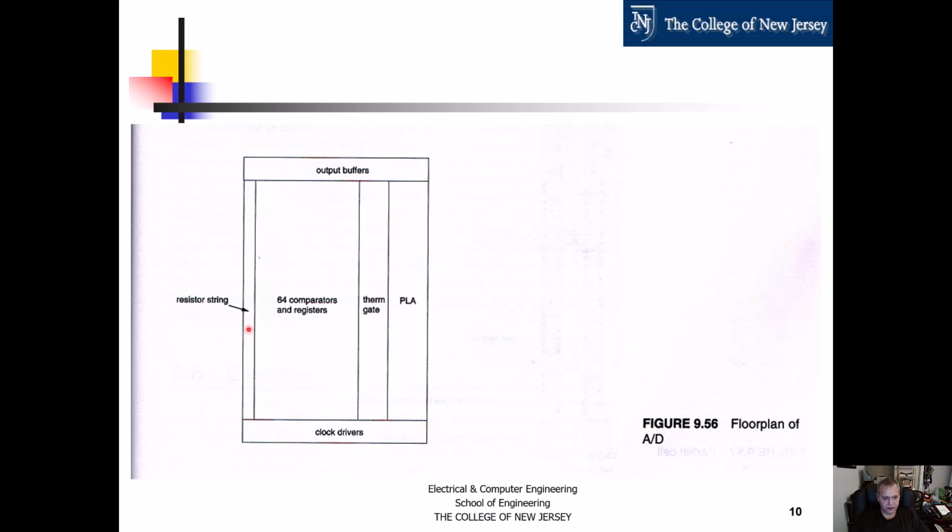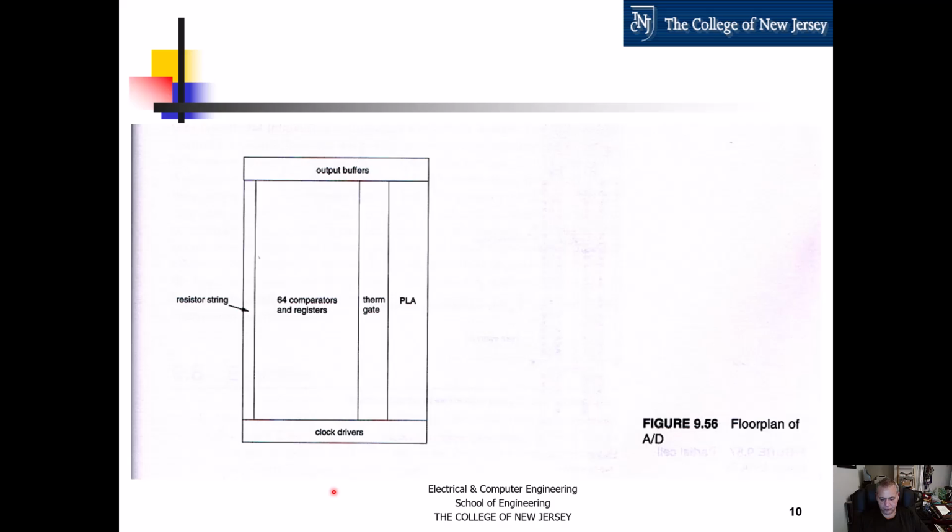And then I also have to show a floor plan of the A to D. Here we have the resistor strings, 64 comparators and registers, which is the NOR gates here, also called term gates, and the PLA, which is the lookup table. Then here we have some output buffers and the clock drivers. So basically that's the floor plan of the A to D.